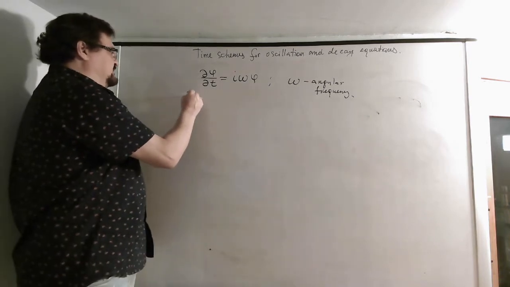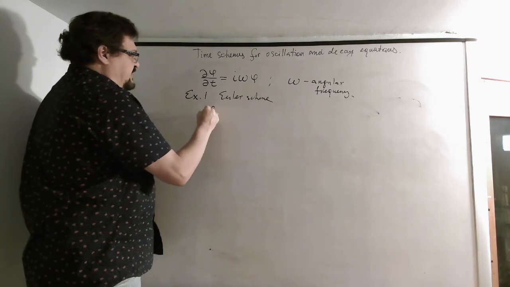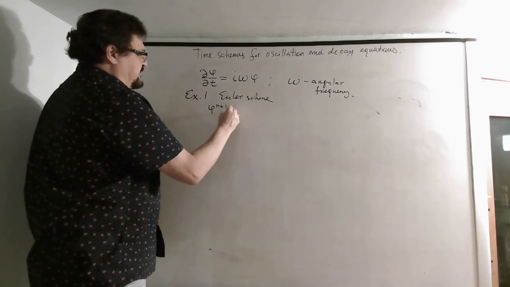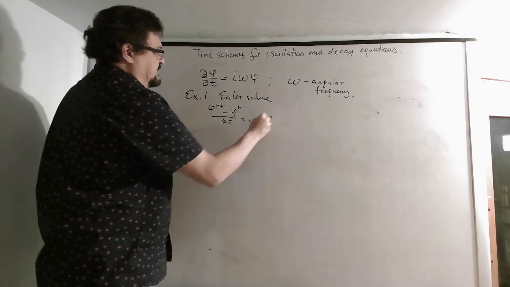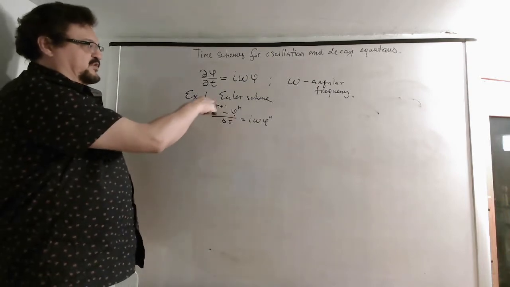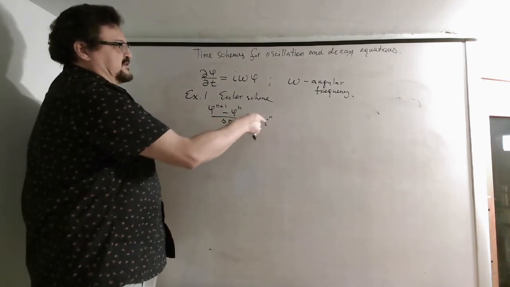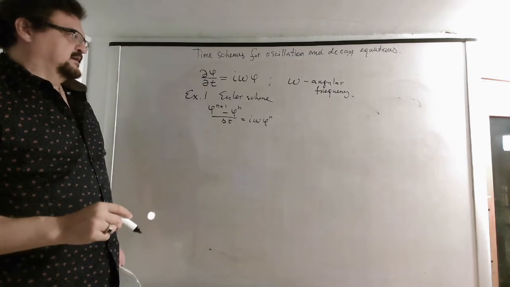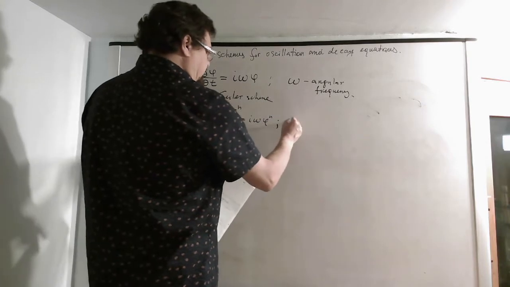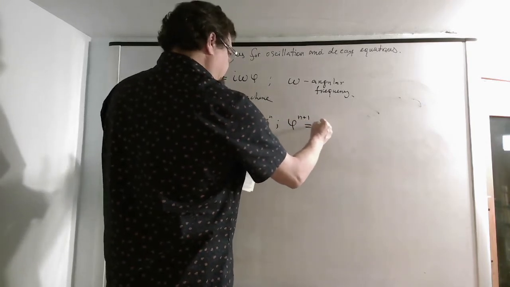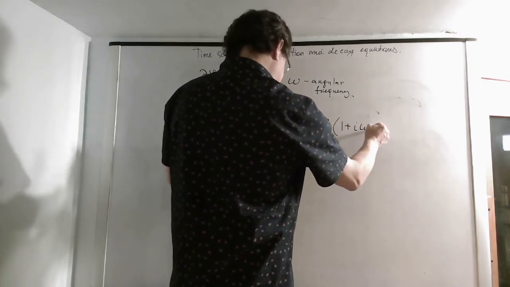Example 1, let's consider the Euler scheme. So we have (phi n plus 1 minus phi n) divided by delta t equals i omega phi n. In the Euler scheme, we have this forward in time approximation for the time derivative, and the right hand side is evaluated at time level n. Now if we write it as one equation, we have phi n plus 1 equals phi n times (1 plus i omega delta t).